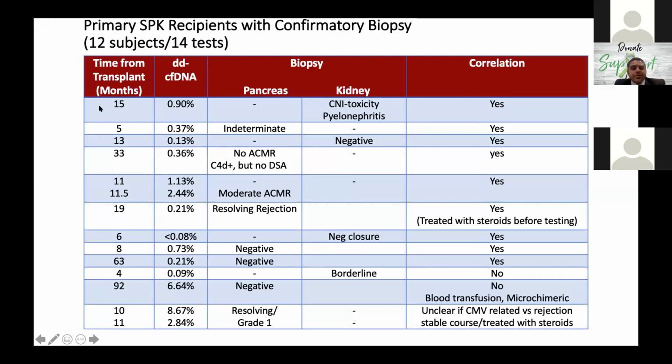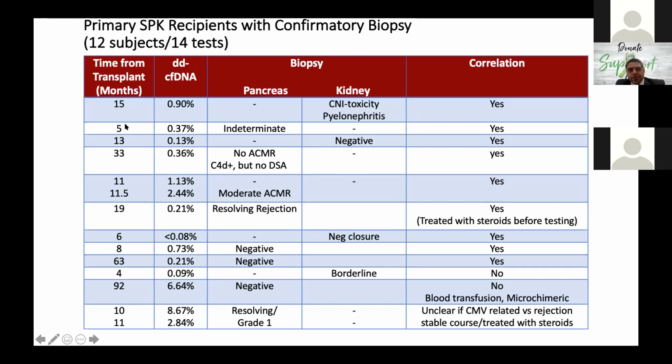So for instance, this is a case 15 months out of transplant. There was organ dysfunction. We sent the cell-free DNA, we investigated, we decided we wanted to do kidney biopsy to see what's going on for the dysfunction. The biopsy did not show rejection, showed some other things other than rejection, and the cell-free DNA was suggestive of a negative test. So we felt that this was a correlation.